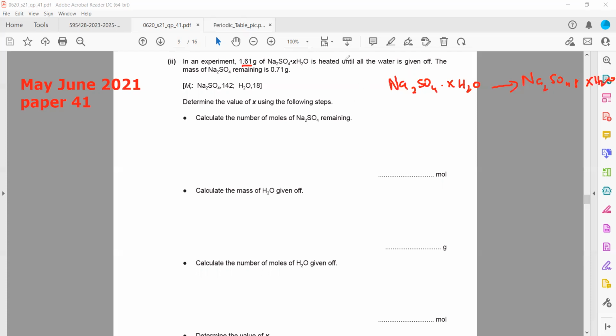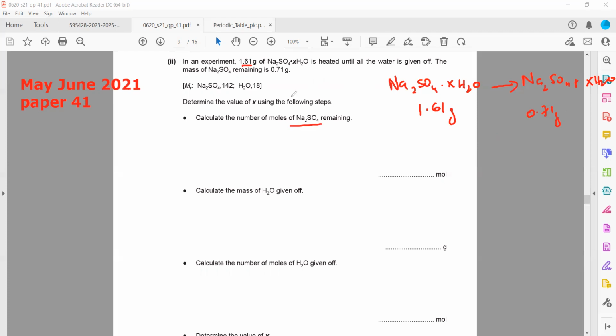So they mention in the question that the total mass of hydrated sodium sulfate is 1.61 grams. Then the mass of the remaining sodium sulfate is 0.71 grams. So what will be the mass of the water? We'll follow the steps. The first one: calculate the number of moles of sodium sulfate.